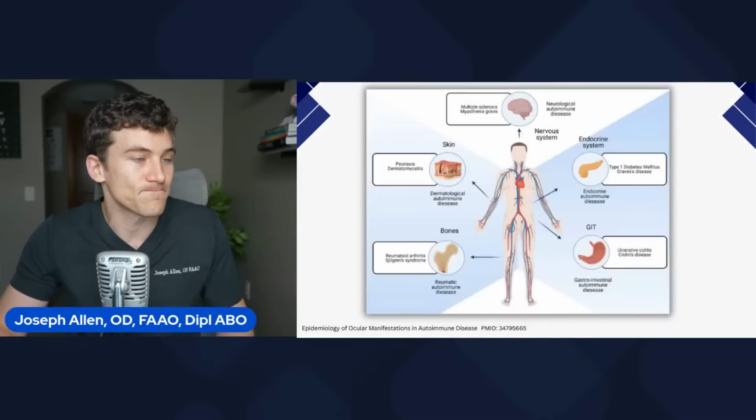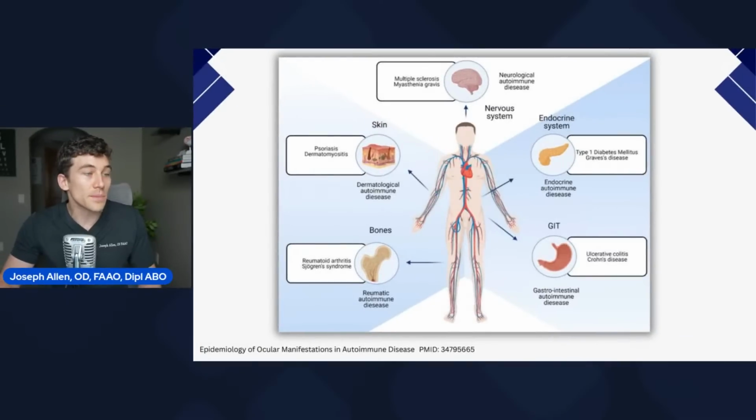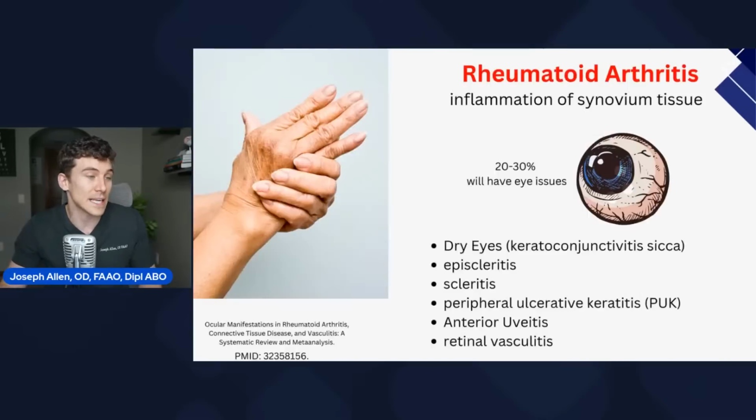Some of the big ones that we're going to be touching on include multiple sclerosis, diabetes, Graves' disease or thyroid conditions, psoriasis and other skin conditions, as well as gastrointestinal autoimmune diseases, and even ones that affect our bones, and even more around the lacrimal gland itself.